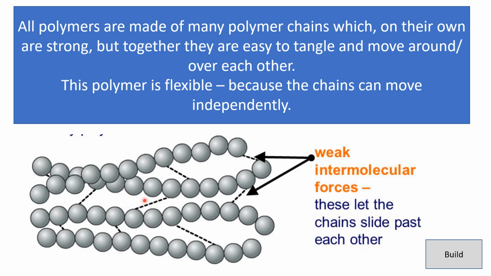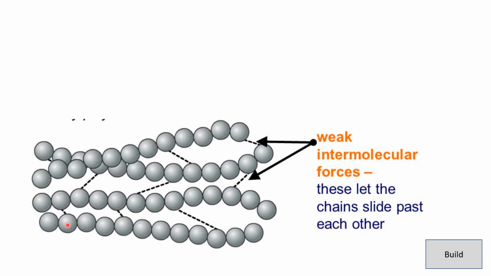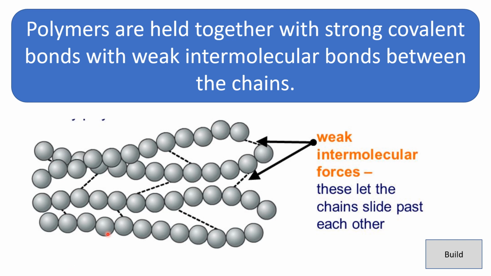And that could be great. If you think about a plastic bag, I want it to be flexible because when I put something in it, I want it to flex with it and make space for it. So just be aware then that the polymers are held together with strong covalent bonds, and then they've got these weak intermolecular forces between the chains, which allow these chains to slip and slide over each other, making them flexible.